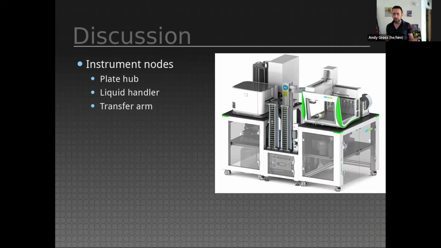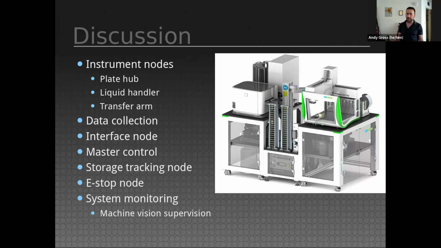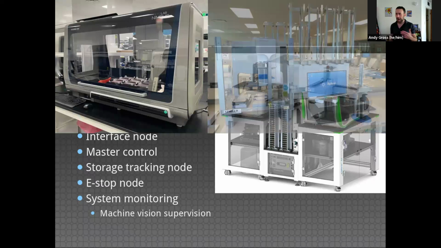I think we might have nodes for the various instruments. We might have nodes that manage data collection, perhaps a node that's specified for the input and interface, both physical, like on-site human machine interfaces, and perhaps remote information communication. We'd probably have some sort of master control for scheduling, something for tracking the storage of plates and reagents, maybe one for just monitoring the emergency stop. And then I think it would make sense to have something like a system monitor that is primarily based on machine vision combined with feedback from the various systems that reports if a plate gets dropped or if something unusual is going on, right?